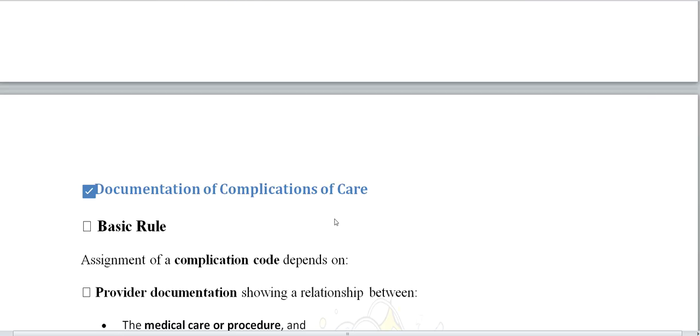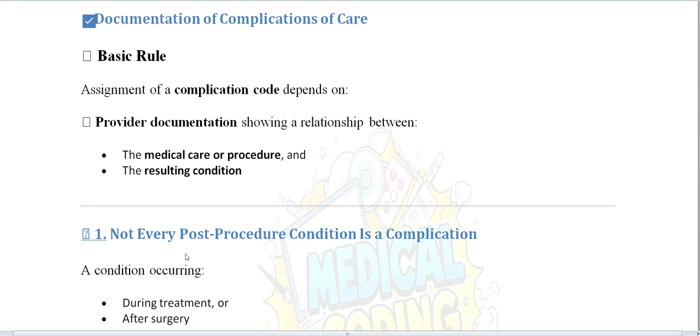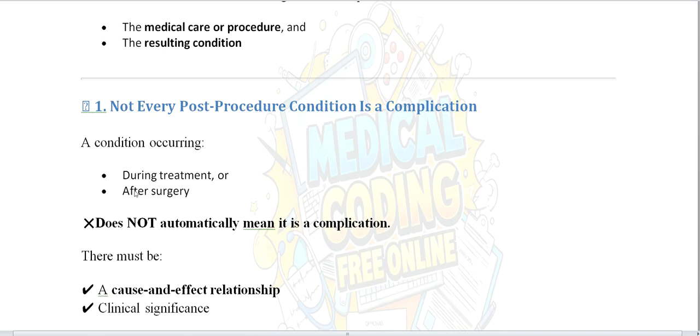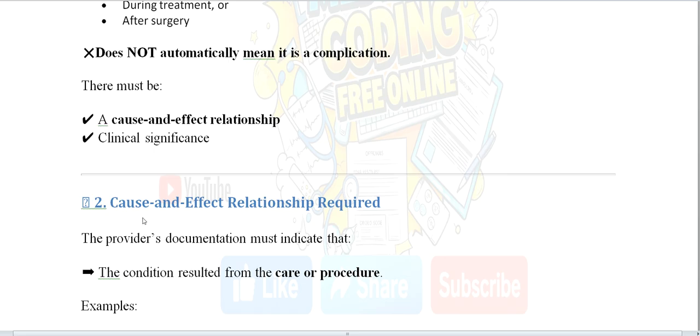Documentation of the complication of care. Basic rule: assignment of a complication code depends on provider documentation showing a relationship between the medical care or procedure and the resulting condition. Not every post-procedure condition is a complication. A condition occurring during treatment or after surgery does not automatically mean it is a complication. There must be a cause-and-effect relationship and clinical significance.